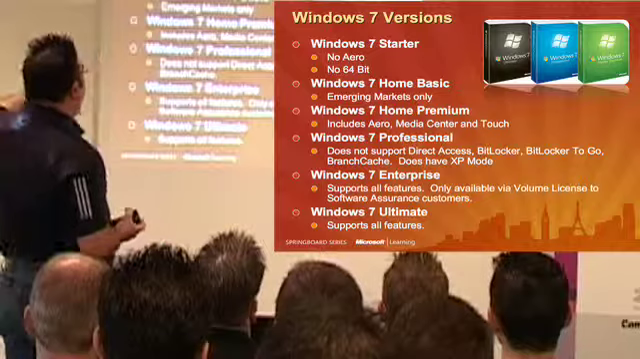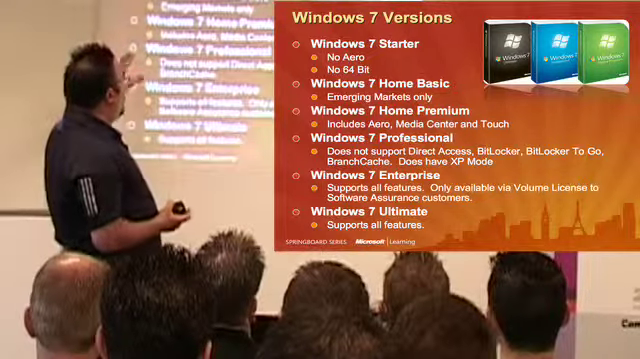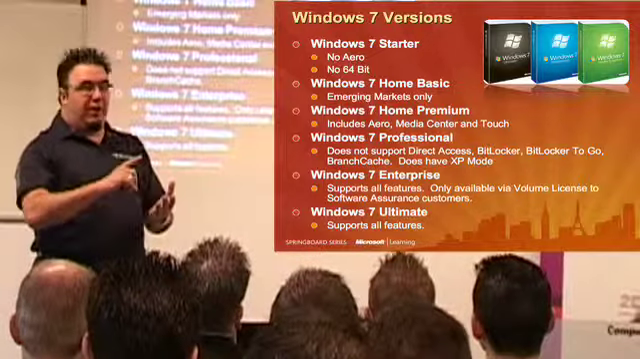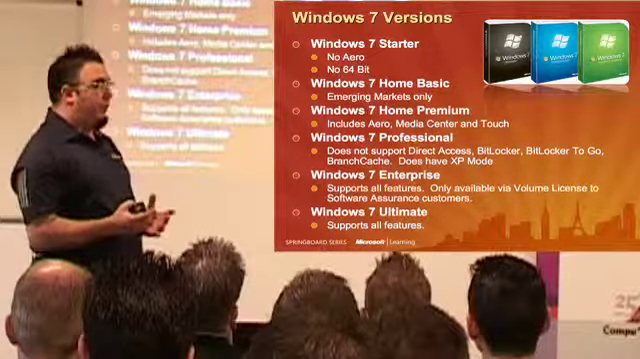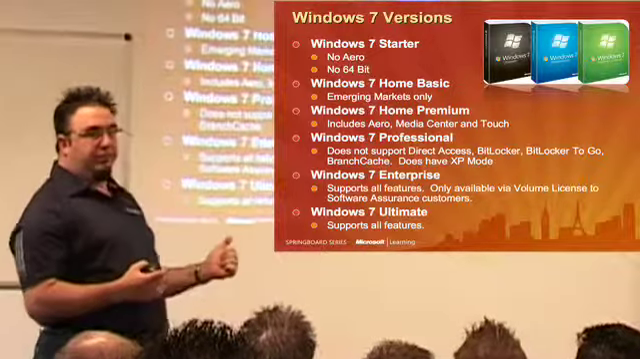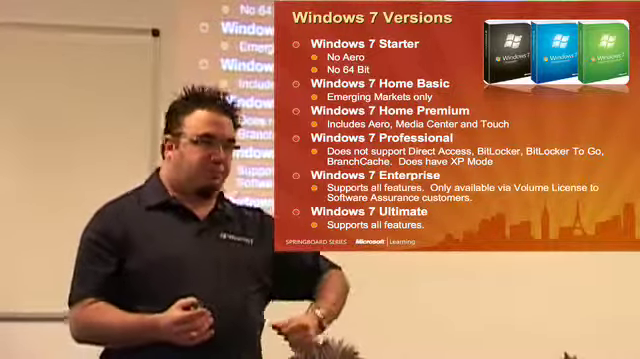We have our Home Basic, which is for emerging markets only, and our Home Premium. Home Premium supports Touch, Aero, it has Windows Media Center, it has all the key features. So the big question is, what's the difference between Professional and Enterprise and Ultimate?